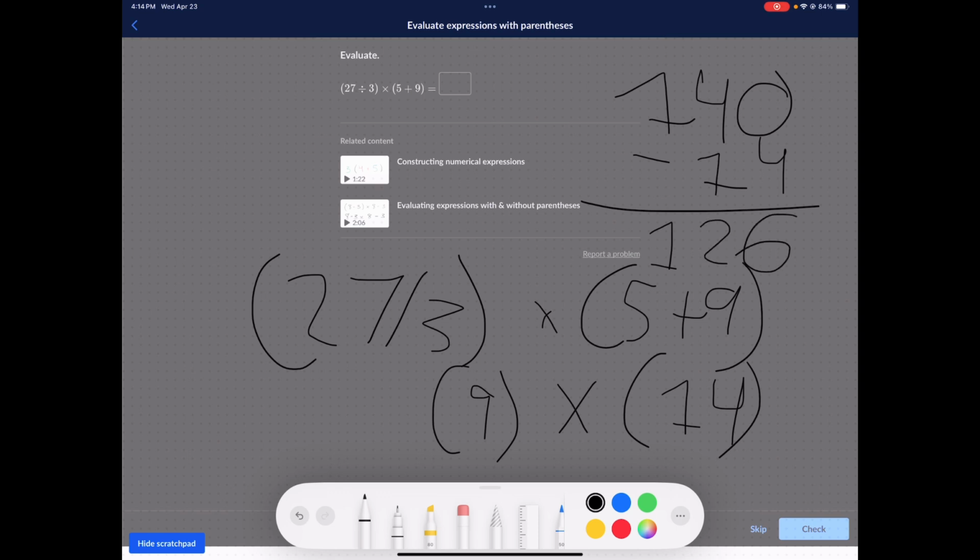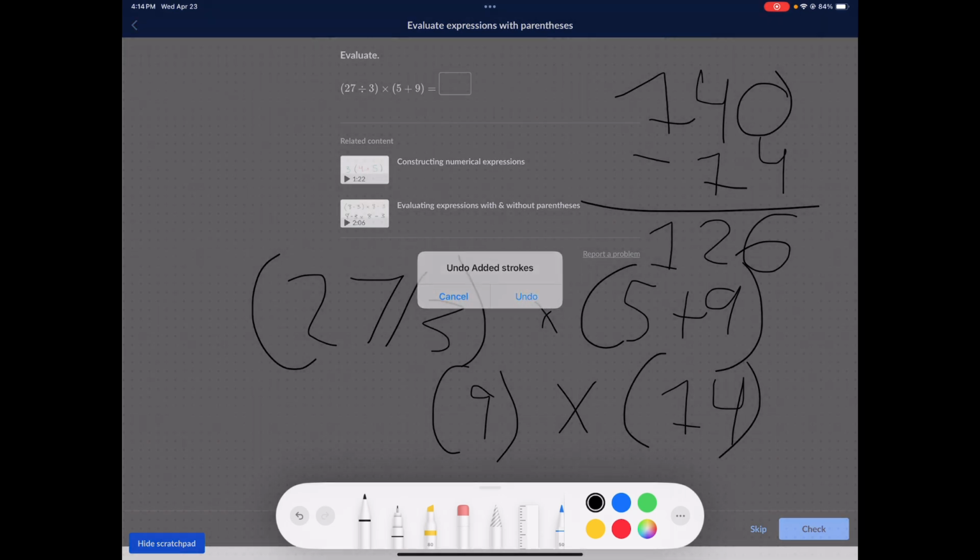So we have 120. Okay, so that's our answer.